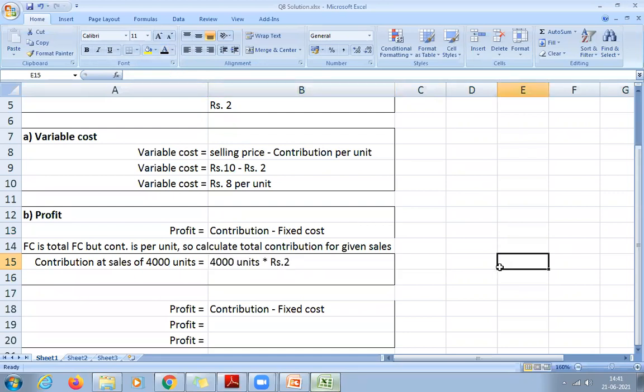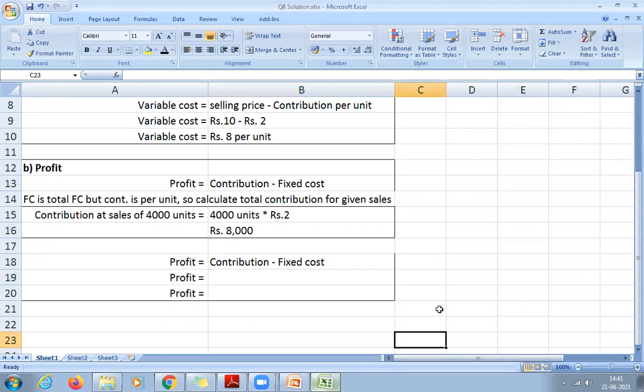How much? 8,000. It is 8,000. So now I got the contribution. Now I know the profit and fixed cost already, so I can directly substitute. So 8,000 minus 3,000. Calculate. 5,000. So profit is rupees 5,000.